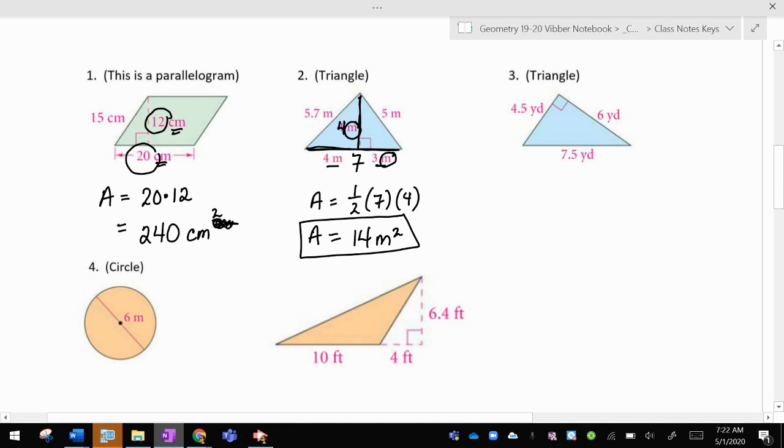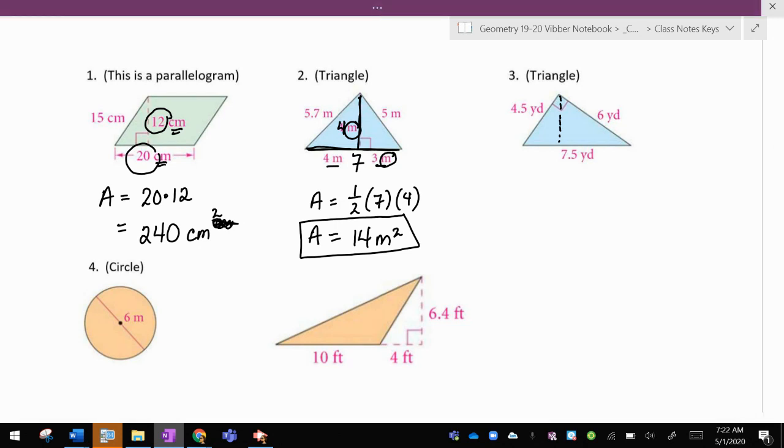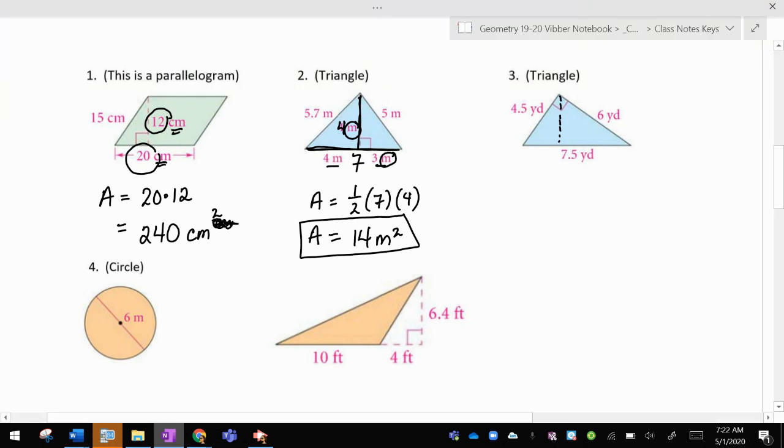Okay. And then next, I have another triangle. Base times height. Okay, so my base is 7.5, and my height is right here. Darn it, they didn't give me the height this time. That's okay though, because in a triangle, you can turn it and make anything the base, anything you want.